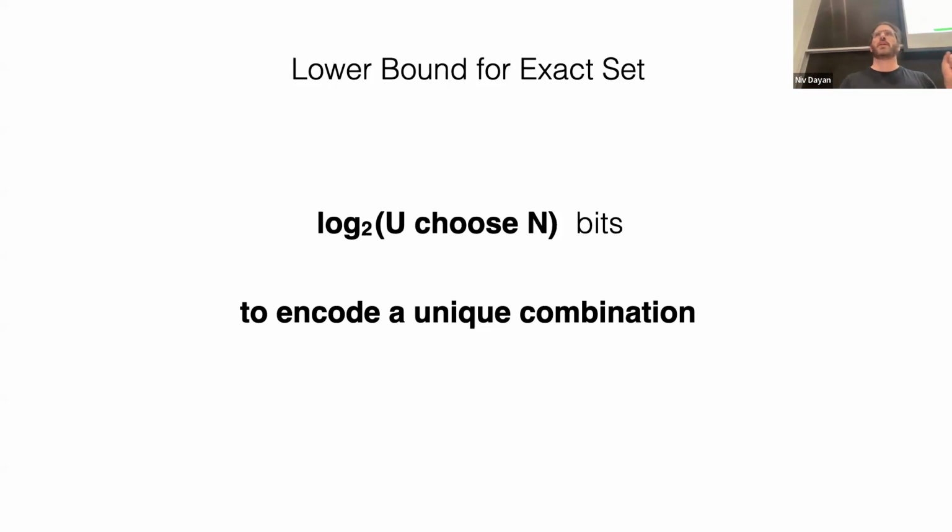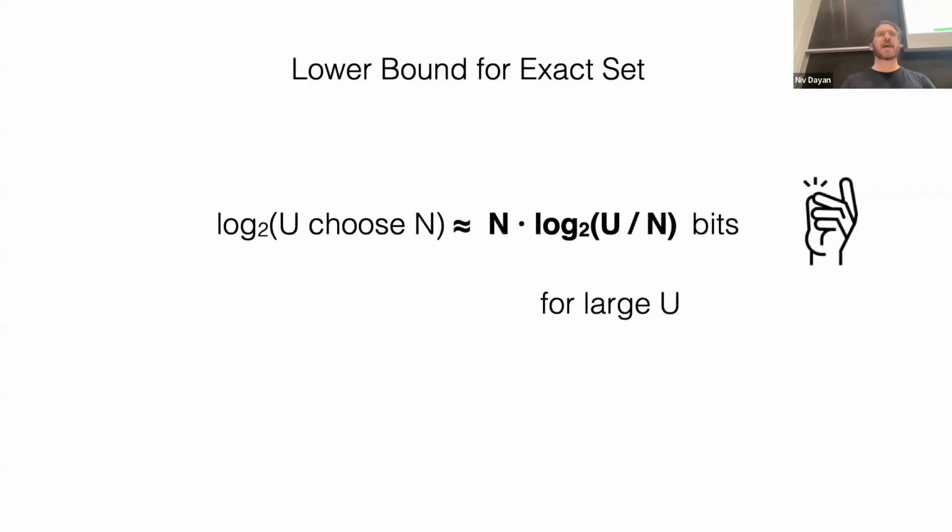Okay. Now I'm going to snap my fingers and tell you that this expression for a large U actually simplifies to the following. They're quite similar when U is large. N times this. So you can start getting some intuition. This is showing that for every entry in my set, I need to represent not log of U. Log of U would be a binary representation to encode each element uniquely, but I actually need fewer bits per entry than that.